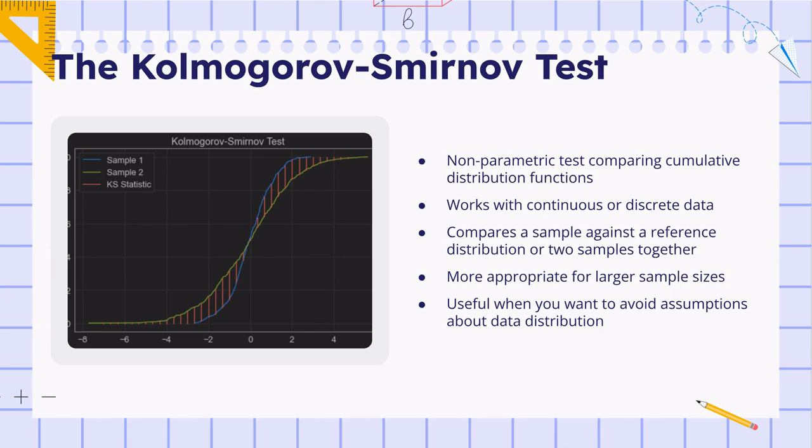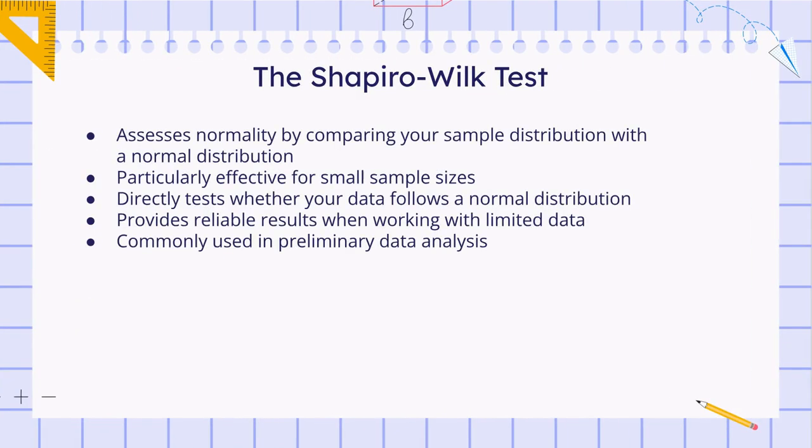The Kolmogorov-Smirnov test is a non-parametric test. It compares cumulative distribution functions and is useful for continuous or discrete data, especially with larger sample sizes. The Shapiro-Wilk test assesses normality by comparing a sample distribution with a normal distribution. It is particularly effective for small samples and provides reliable results with limited data.